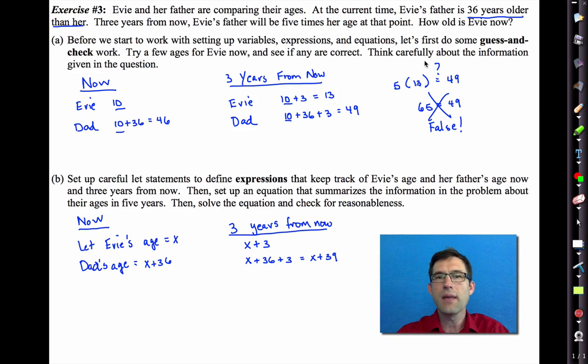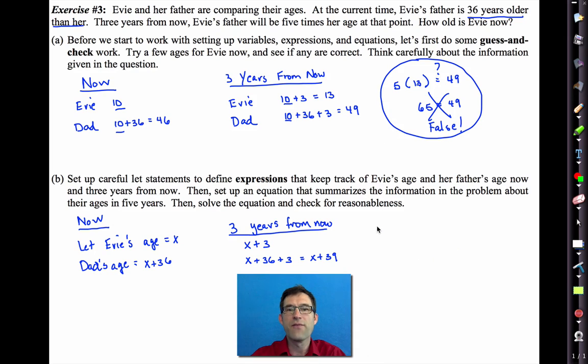Now, that final statement we're going to actually use to set up our equation. What we know is that Evie's dad is going to be 5 times her age. So Evie's dad's age is X plus 39, and that equals 5 times X plus 3. Now, please note, I kind of flip-flopped the order of the equation here. But we can now solve this. So I can now distribute, using the distributive property.